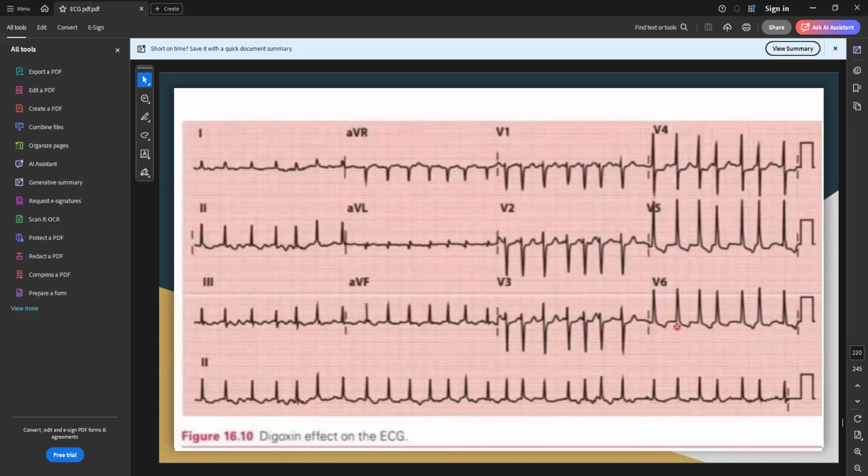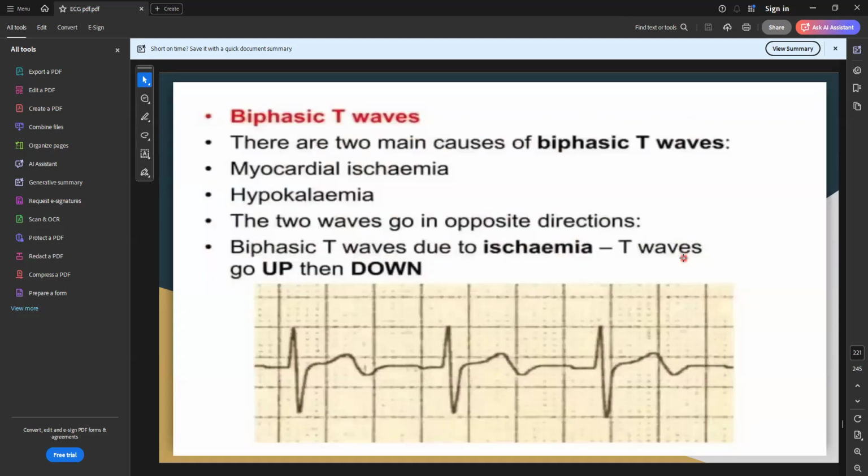Here you can see the ST segment sagging here and here. So, where do you see this biphasic T waves? There are two main causes for the biphasic T waves: myocardial ischemia and hypokalemia. In case of myocardial ischemia, T waves go from up to down. See, T waves has gone from up to down. This is the biphasic T wave.